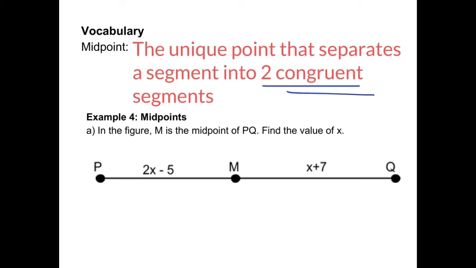So in this example, figure M is the midpoint of PQ. That tells me that PM is congruent to MQ. Okay, that's what it means to be a midpoint. It is separating it directly in the middle, so we can set the two equal to each other: 2x minus 5 equals x plus 7 to find the value of x.